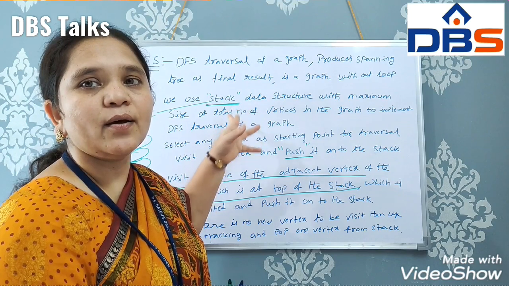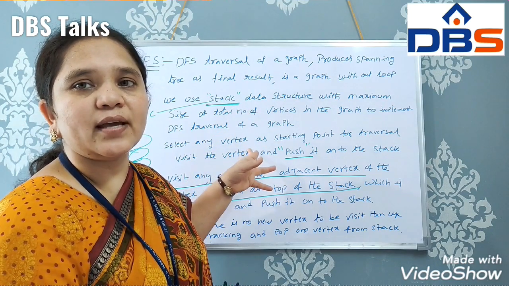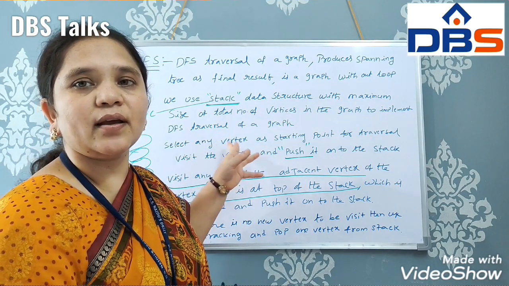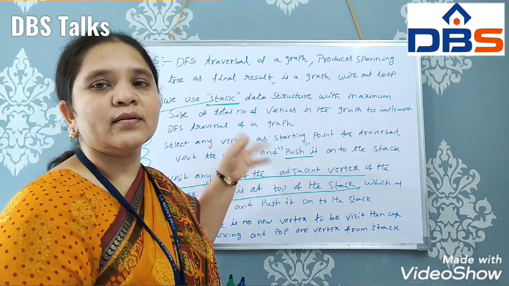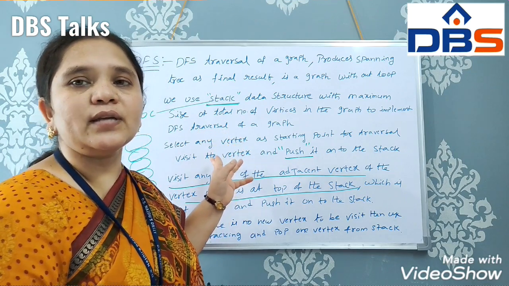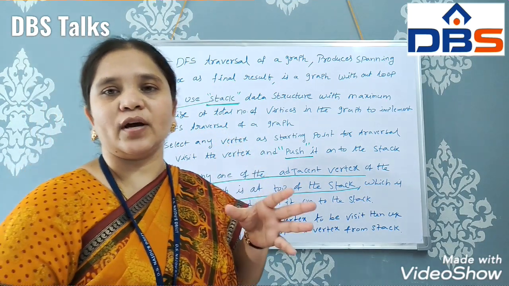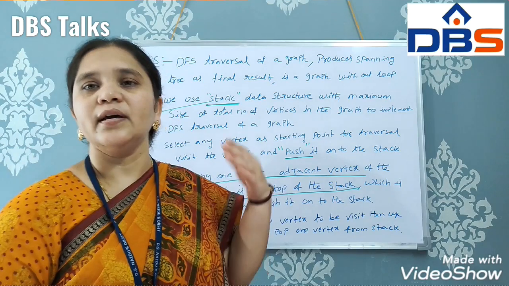Push for insertion, pop for deletion. So what is the maximum size? It is the number of vertices in a particular graph. That is called the maximum size. Then we can start from it. Here we need to select any vertex. It is our choice if it is not mentioned.